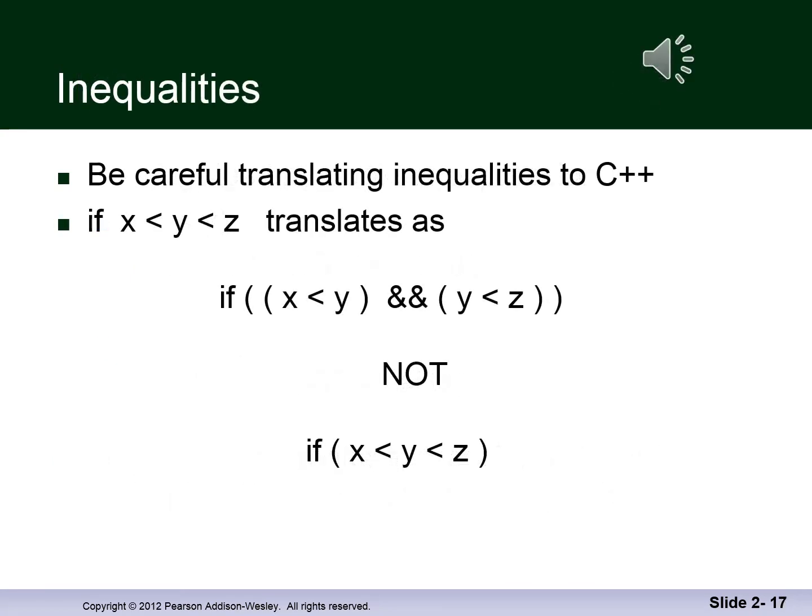Here is an example of a situation you need to be careful with, and that is translating inequalities to C++. If x less than y less than z translates as if x less than y, double ampersand, which is the AND, y less than z, not the straight translation if x less than y less than z.